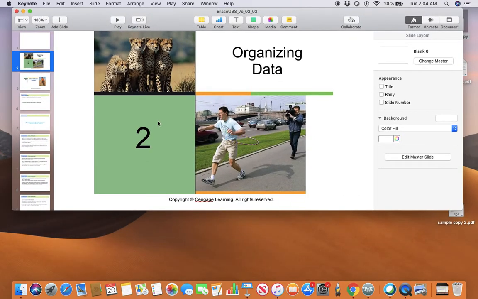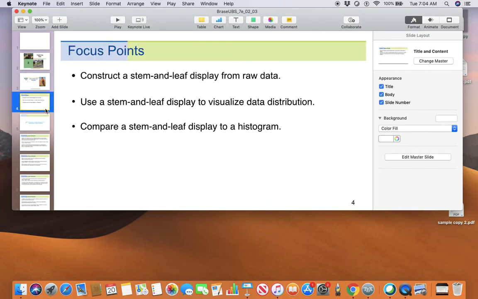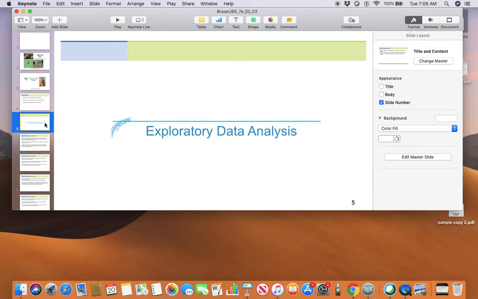Come back. Chapter 2, Organizing Data, Section 2.3, Stem and Leaf Displays. So the focus points in this section are: construct a stem and leaf display from raw data, use a stem and leaf display to visualize data distribution, and compare a stem and leaf display to a histogram.